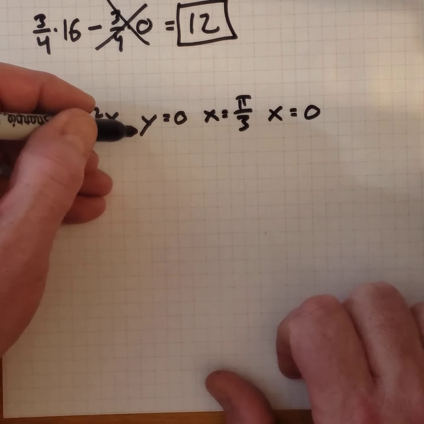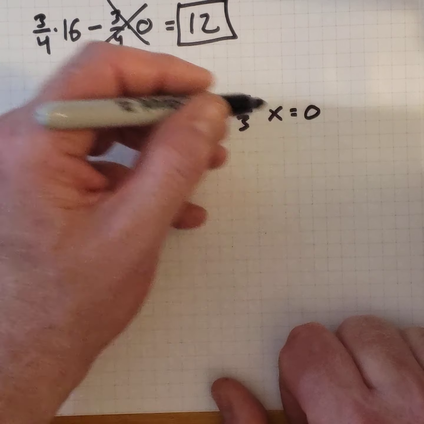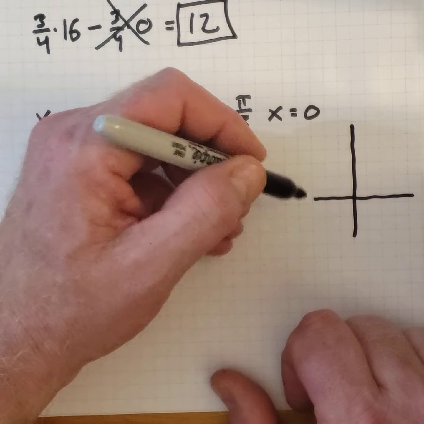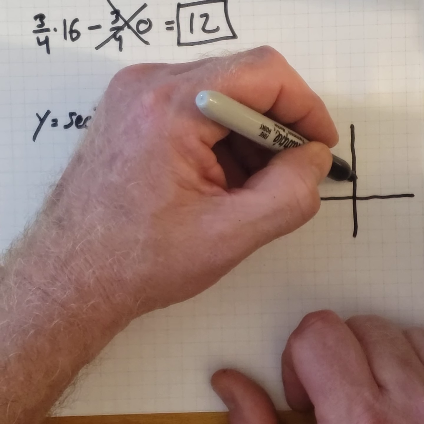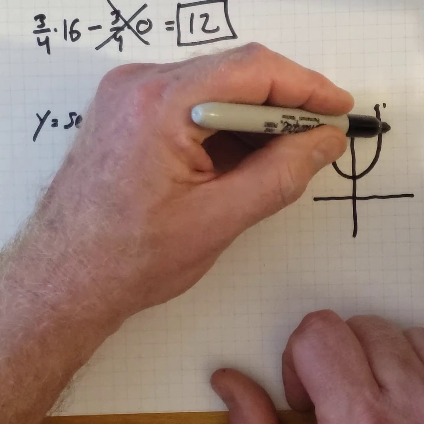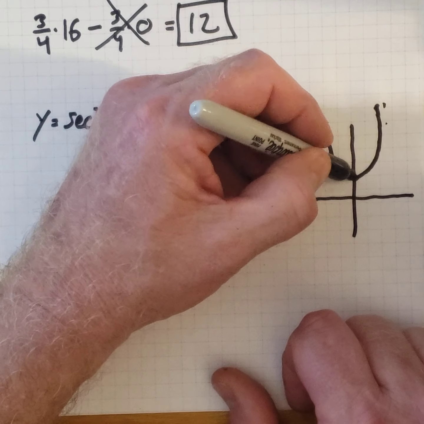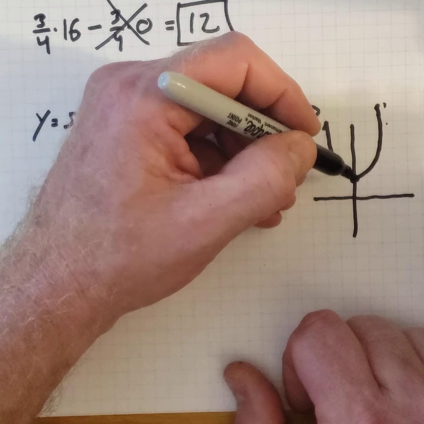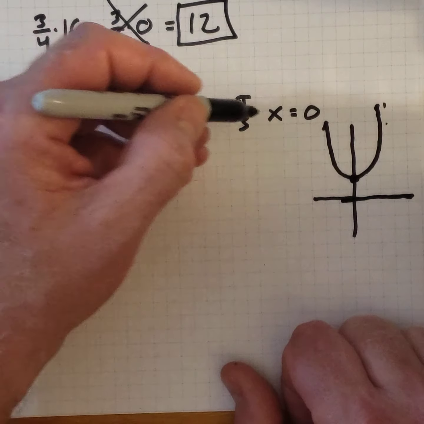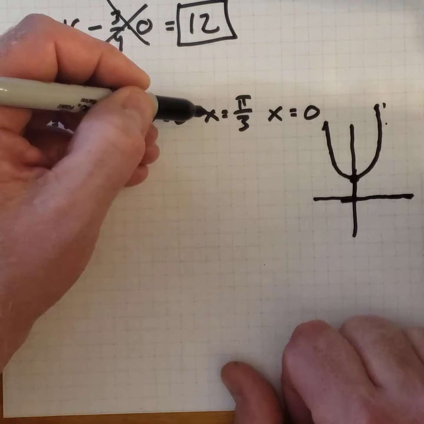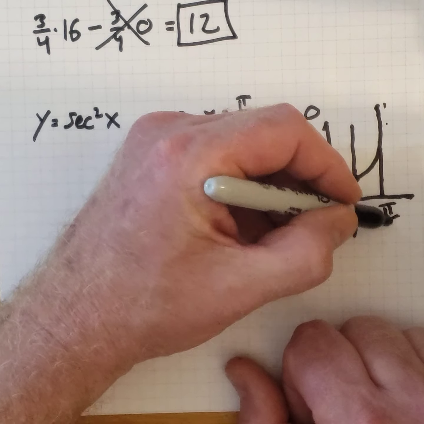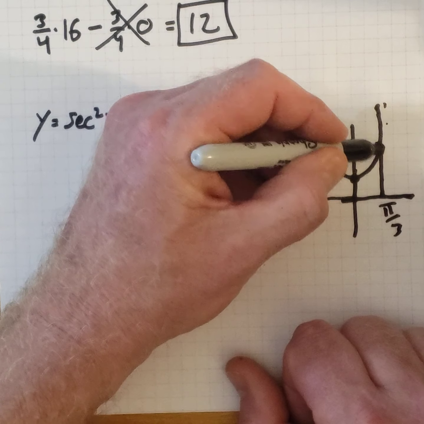Secant squared from y equals 0, x equals 0, and x equals pi over 3. You probably don't remember what secant squared looks like as a graph. I didn't. I had to look it up. It kind of looks like a parabola, except it's bounded between some vertical asymptotes there. Hits the y-axis at 1. The line y equals 0 is our x-axis. X equals 0 is the y-axis. X equals pi over 3 is a vertical line there that will intersect our graph.